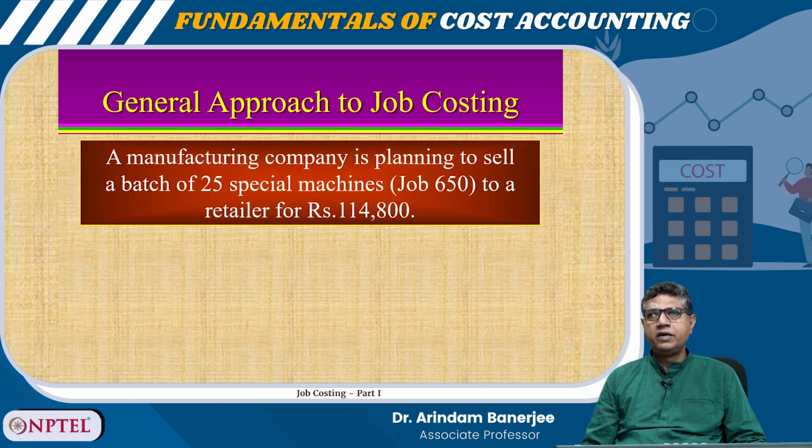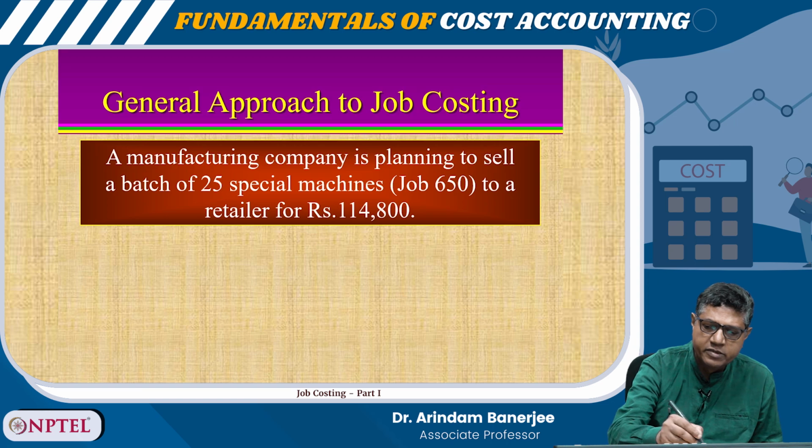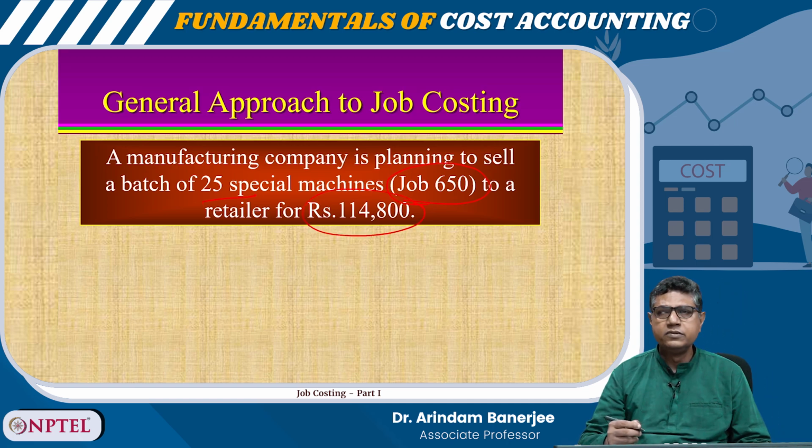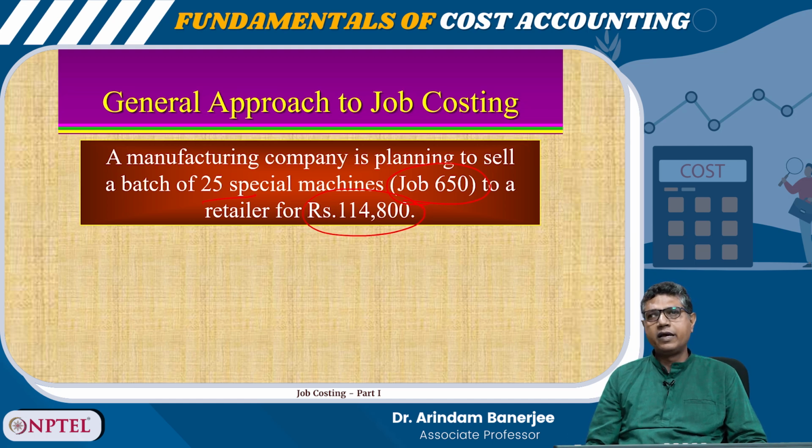So, general approach, we can see an example. A manufacturing company is planning to sell a batch of 25 special machines, named job 650, to a retailer for 114,800. This is the selling price of a particular special machine which is not produced in mass, but is some kind of special job, specially manufactured for a particular customer. And the company fixed the selling price at 1,14,800 rupees.